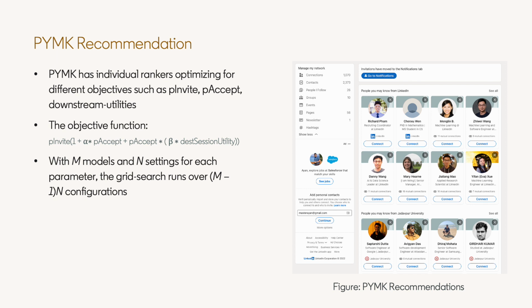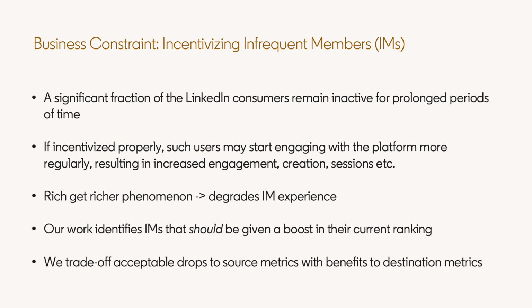And this system consists of individual rankers which optimize for different objectives or utilities, such as the probability of inviting someone to connect, the probability of accepting said invitation from another user, and other downstream utilities. You can think of the objective function as some kind of combination of these models, which may be machine learning based. And with m models and n settings for each parameter, the grid search runs over m-1 by n configurations. The business consideration we wanted to take into account is this idea of incentivizing infrequent member activity.